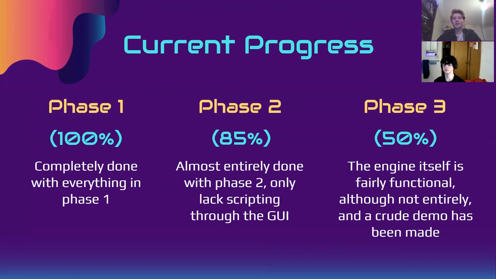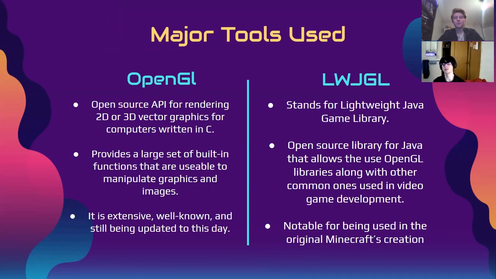And then phase 3, 50%, because the engine itself is fairly functional. You can create a game. And then we have a pretty crude demo that has been made that has essentially all the things in place to be a game. It just doesn't have all the functionality, which would just take a little bit extra lines of code. The major tools that we used throughout this were OpenGL and LWJGL.